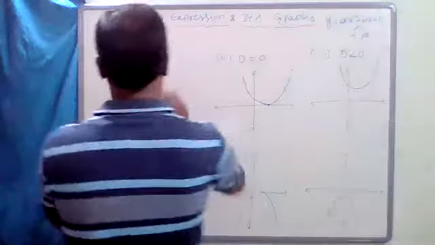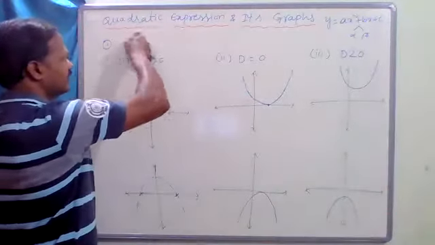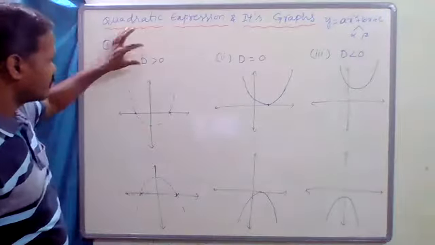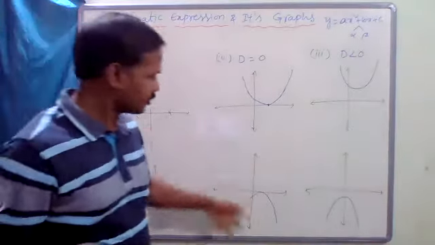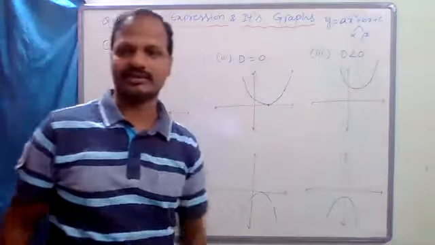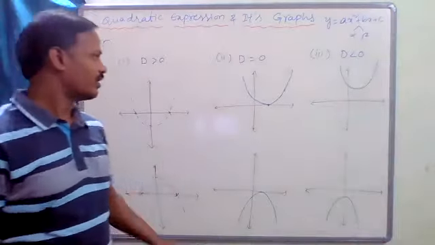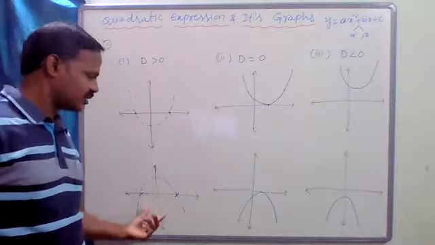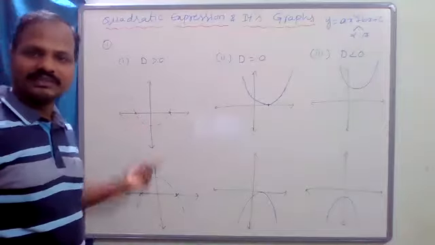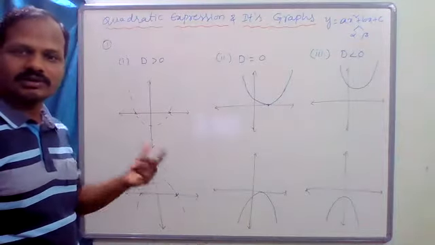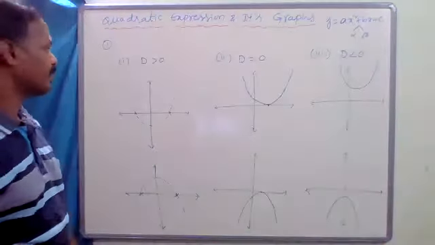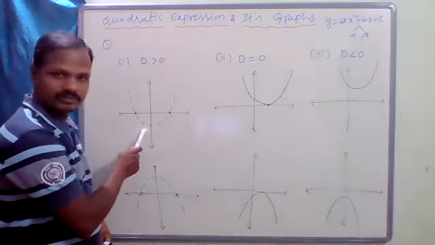Okay, so I will write that later. So D greater than 0, 2 cases. D equal to 0, 2 cases. D less than 0, 2 cases. Okay, fine. Now, for D greater than 0, to decide which case it is, this one or this one, you have to think about the value of a. Okay, fine. Now observe this graph.